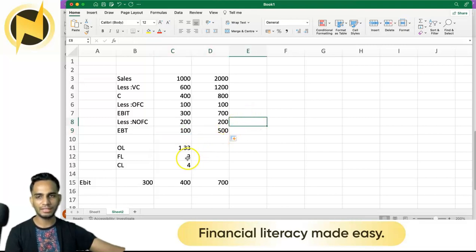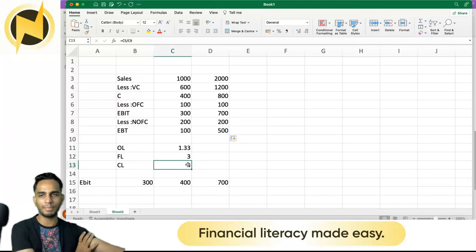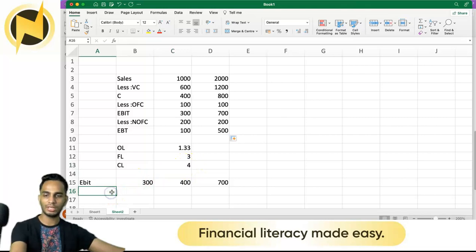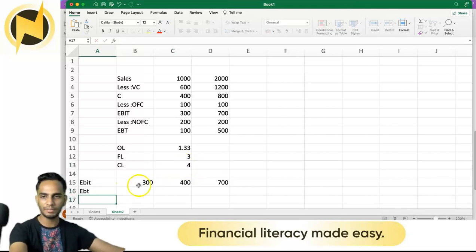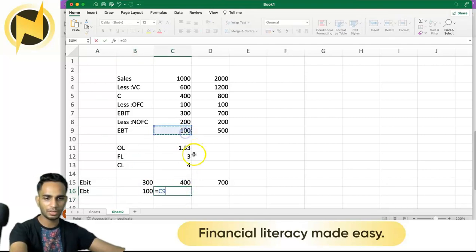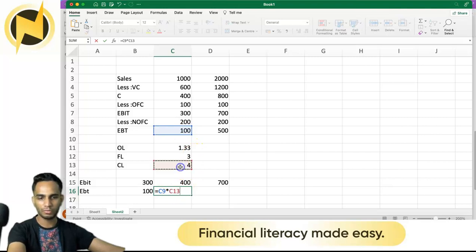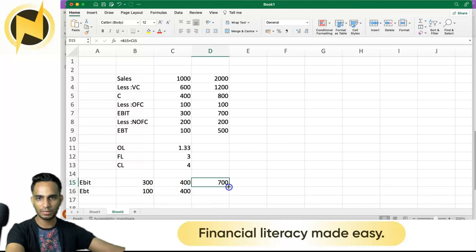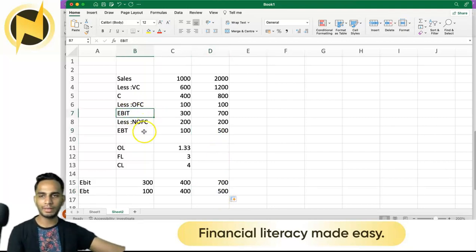Now, we can either check with financial leverage or combined leverage. Let's first check with combined leverage. It says if sales move by one time, EBT should move by 4 times. Let's take our EBT. What is our EBT? It's 100. What is 4 times of 100? It is 400. So what is the answer that should have come here? Should have been 500. Is our EBT 500? Yes. See how our EBIT and EBT moved.